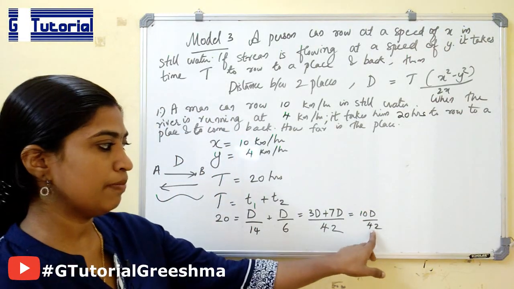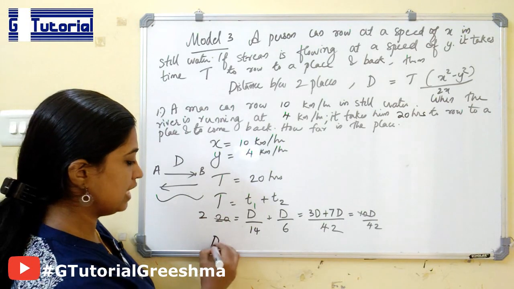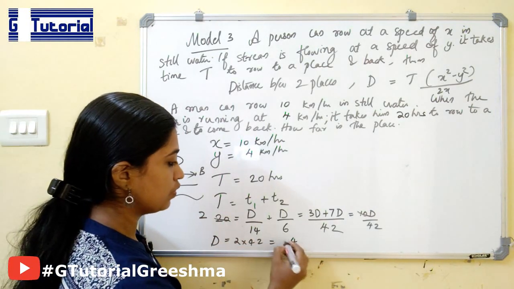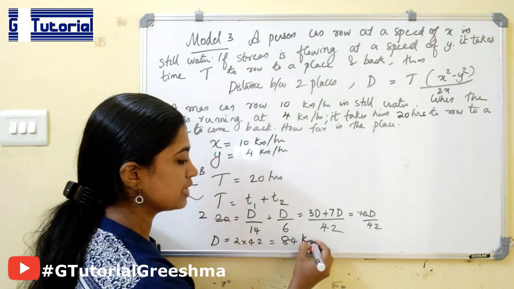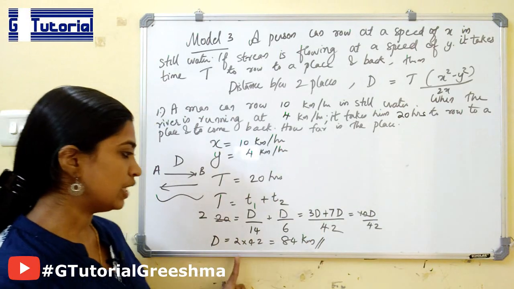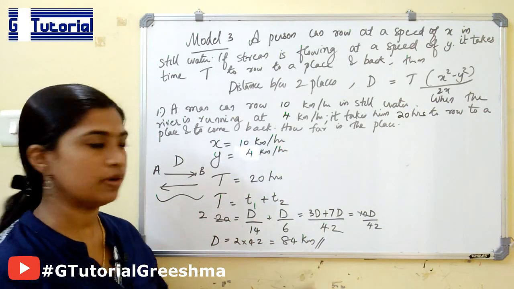20 is equal to 10D by 42. 10 and this 20 get cancelled. So 2. So distance D is equal to 2 times 42, which is 84 km, the distance between the two places. How far is the place? So D is 84 km. This is the normal way of doing this problem.